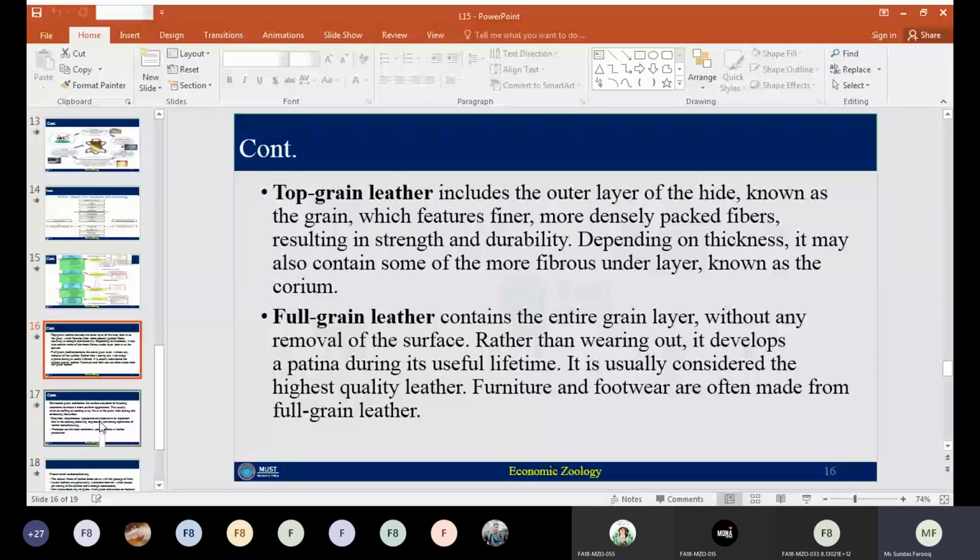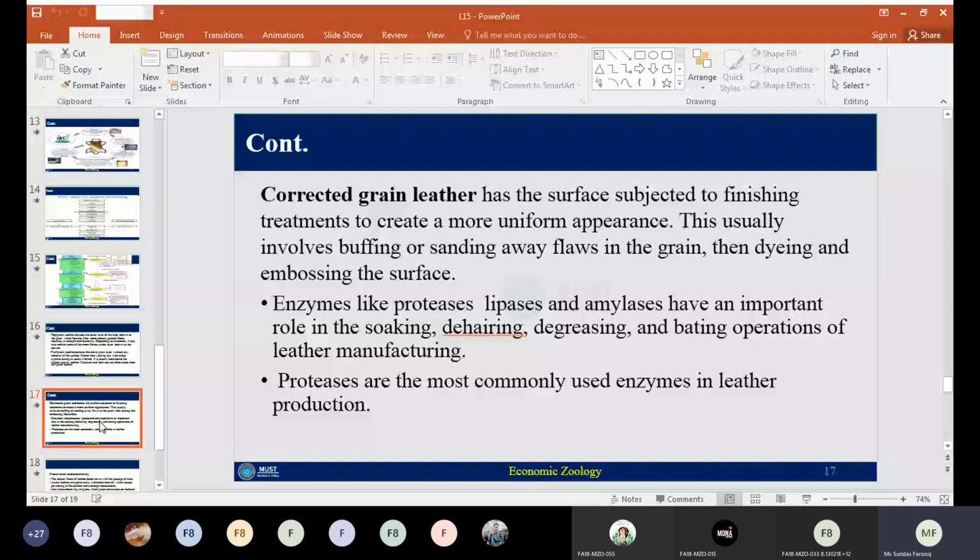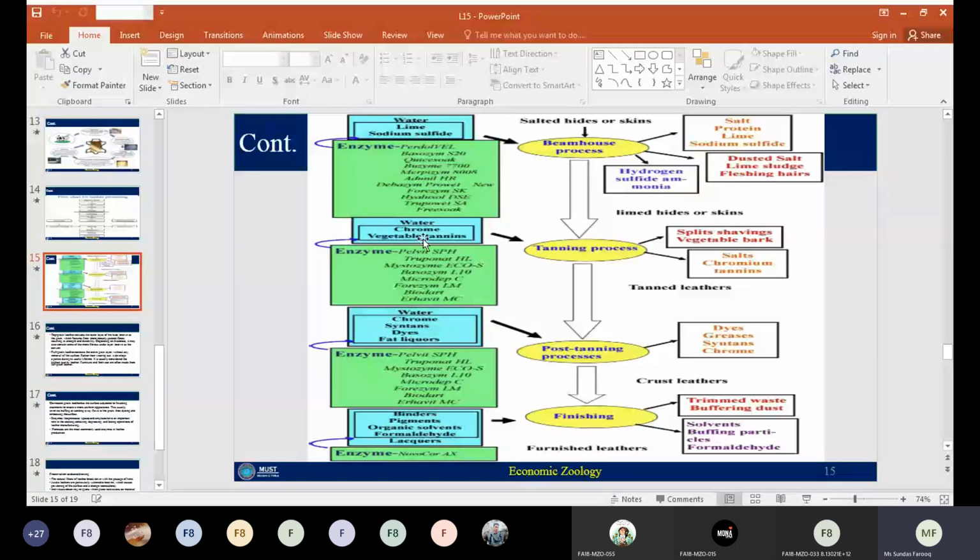The next type of leather is corrected grain leather. Corrected grain leather has a surface that is subjected to finishing treatments to create a more uniform appearance. This usually involves buffing and sanding away flaws in the grain, then dyeing and embossing the surface. Different types of enzymes are utilized for this purpose, such as proteases, lipases, and amylases. They play an important role in the soaking, dehairing, degreasing, and bating operations of leather manufacture. As I discussed in the previous slide, different enzymes are involved in the treatment of leather at different stages.